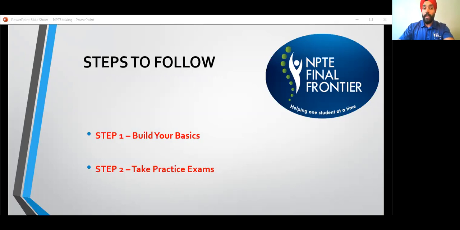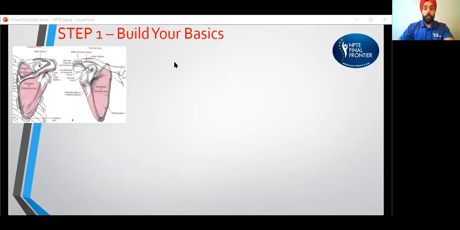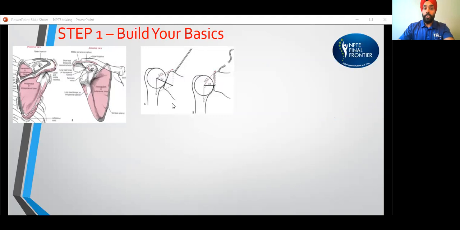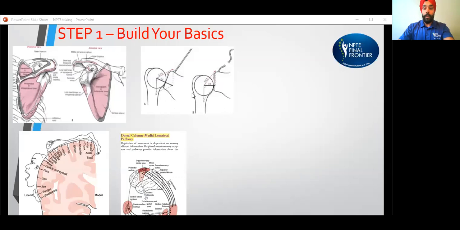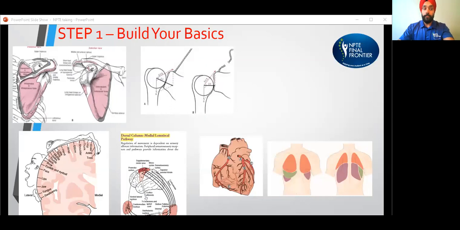Now, it's very important for any NPTE aspirant to build a strong base in every subject. When you are starting the preparation for the first time, ask yourself a simple question. Am I confident in my basics, like biomechanics of a joint, muscle functions, and nerve supply? Am I confident in neurology basics, like spinal tracts, anatomy, functions of the lobes of the brain, and spinal cord anatomy? Am I comfortable with cardiopulmonary anatomy and physiology? And if the answer is no, you should take one system at a time and start preparing your basics.